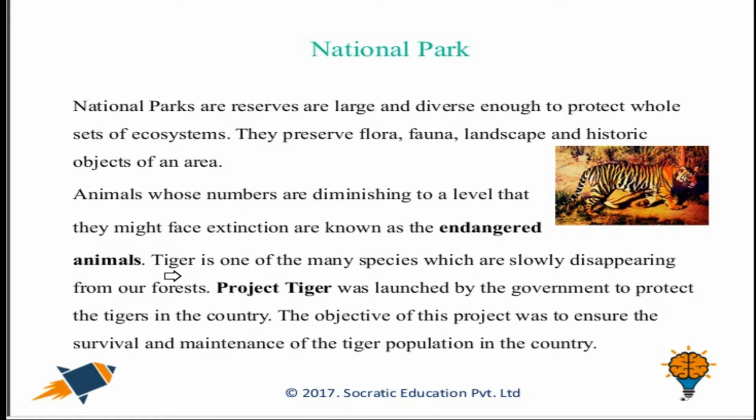Project Tiger was launched by the government to protect the tiger in the country, because they are now very few in number and almost on the verge of extinction. So this project works in the prevention and protection of the tigers.